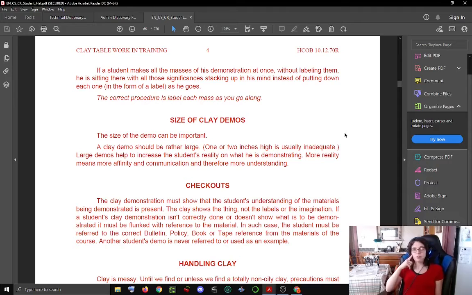Size of clay demos. The size of the demo can be important. A clay demo should be rather large. 1 or 2 inches high is usually inadequate. Large demos help to increase the student's reality on what he's demonstrating. More reality means more affinity and communication, and therefore more understanding. ARC.